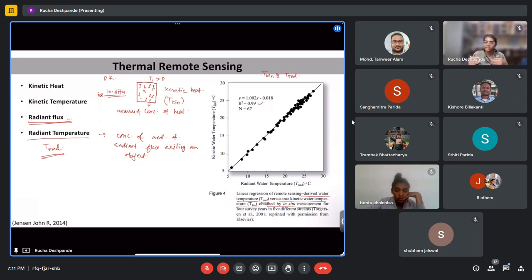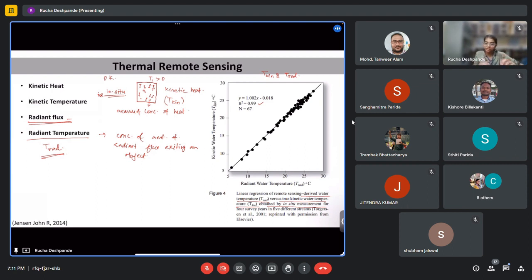So this is the main principle of thermal remote sensing, that we will measure the radiant temperature emitted by an object, and in most of the cases, since this radiant temperature is related to kinetic temperature, we can use the concept of thermal remote sensing to estimate the temperature of a body which is very far away from us. So this is the main principle behind thermal remote sensing. But this is an ideal case, so we'll see later.